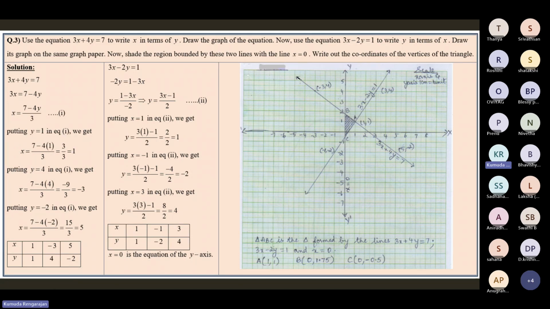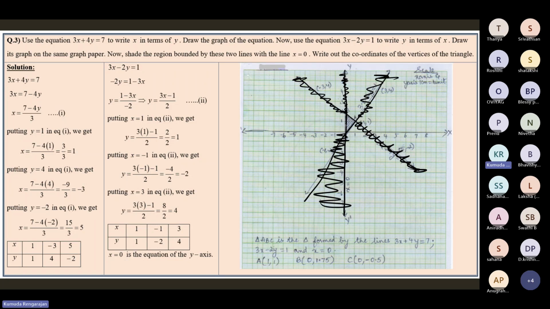When I drew over the lines, can you make out? This is one line. This is the y-axis. And this is the other line. If you erase these portions, just imagine that you're using an eraser and you're erasing these extra portions. If you erase these extra portions, see, this is the triangle.